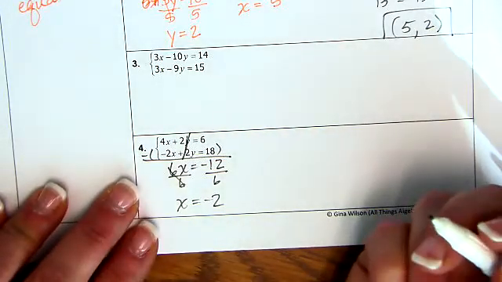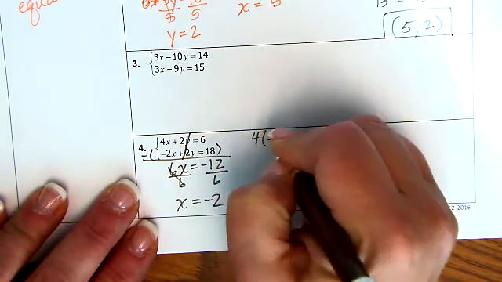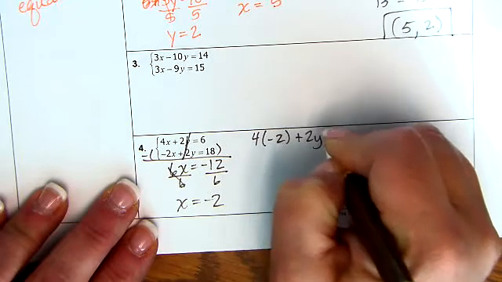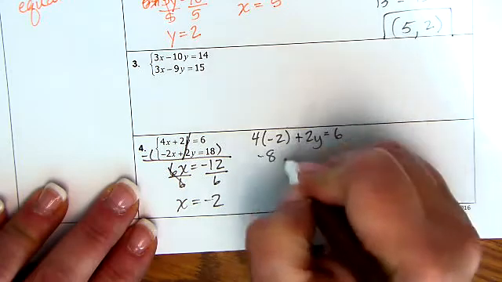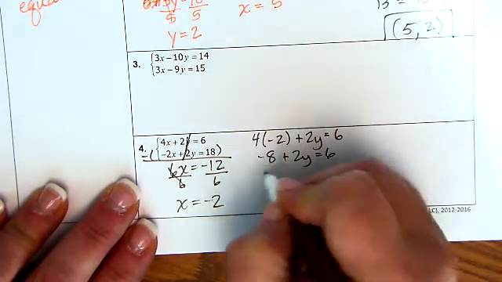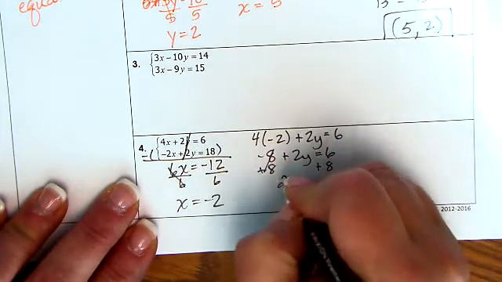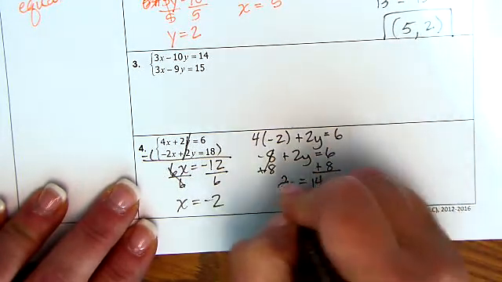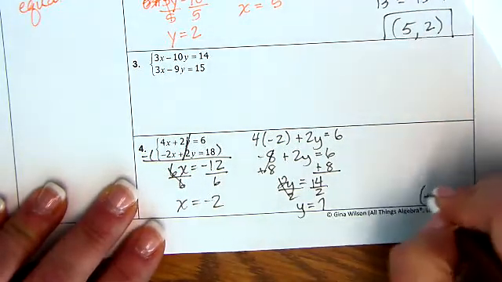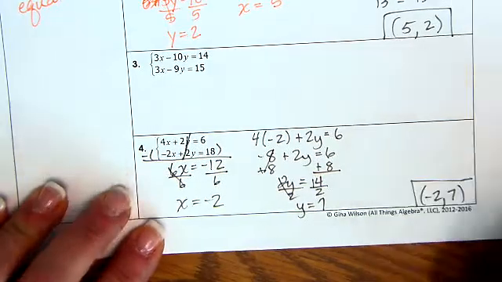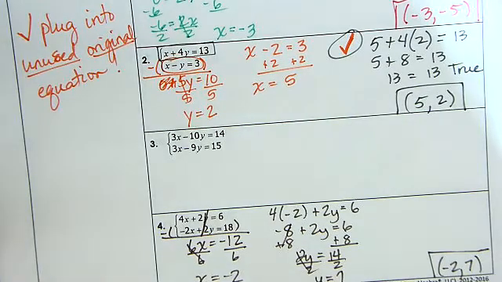Now I pick whichever one. It really does not matter at all. So I'm going to do 4 times -2 plus 2y equals 6, just because those numbers are smaller. That's the only reason. So I have -8 plus 2y equals 6. Add 8. Add 8. That cancels. 2y equals 14. Divide by 2. Divide by 2. Y equals 7. So my answer is (-2, 7). And remember, guys, you can check it if you wish to. You guarantee to have the correct answer when you do that.